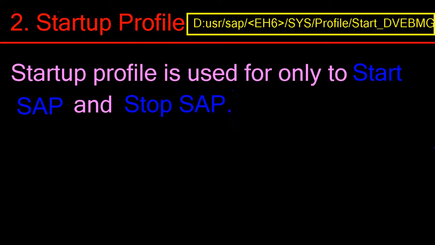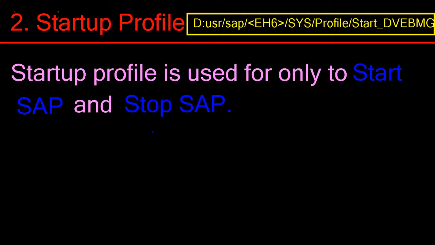So do you remember how to start SAP and how to shut down SAP? At the time of start SAP, the internal process is: first the OS collector, next the database, next the central instance, next the dialog instance. So this is the sequence. In the OS collector, it checks whether the startup profile is available or not at OS level. This is the path: D drive, USR, SAP, SID, profile. If the startup profile is not available, the SAP system is not going to start.